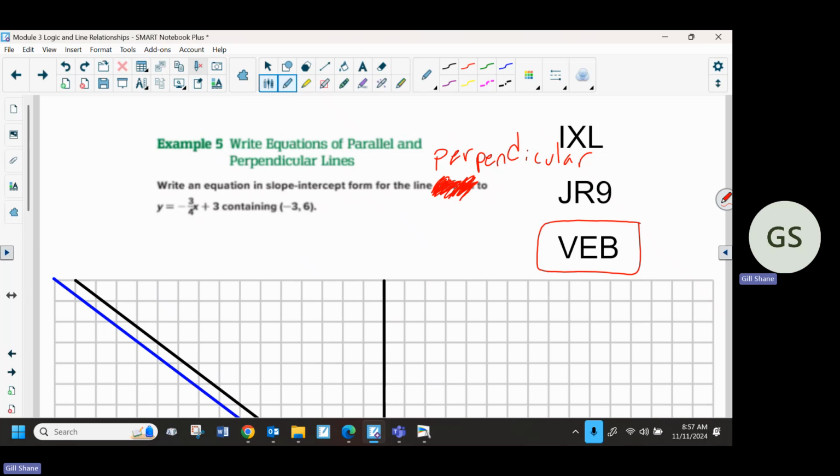So I need to start with the slope, the -3/4. But if I want to do a perpendicular equation, what do I need to do to that? Austin. So that's the flip and flip thing, right? So I know I don't even need to do the whole problem to get quite a few points. I'm just flipping that to 4/3. That's a lot of points.